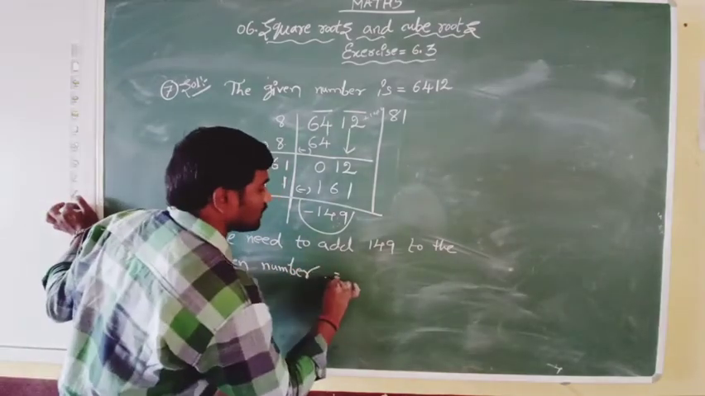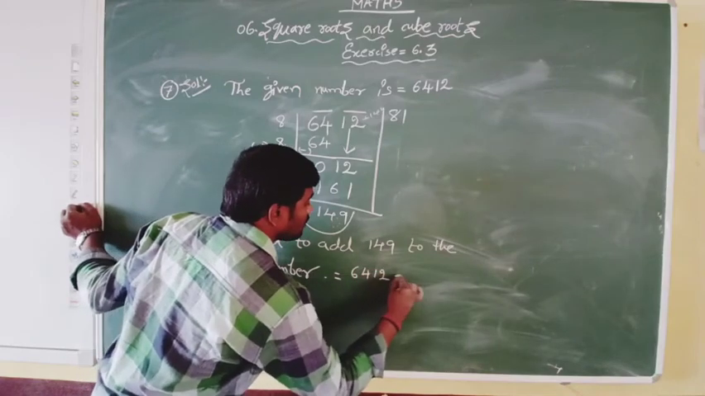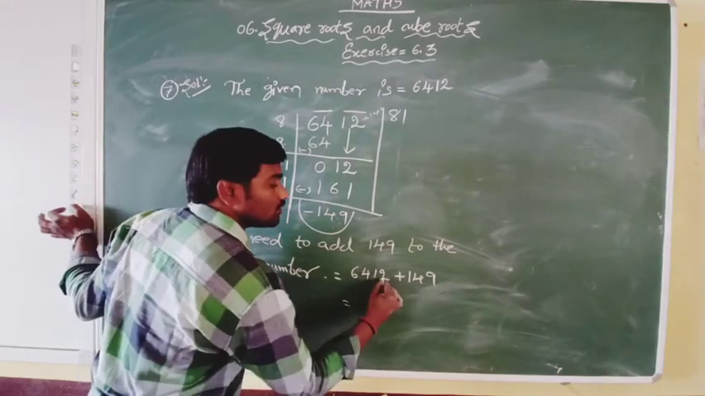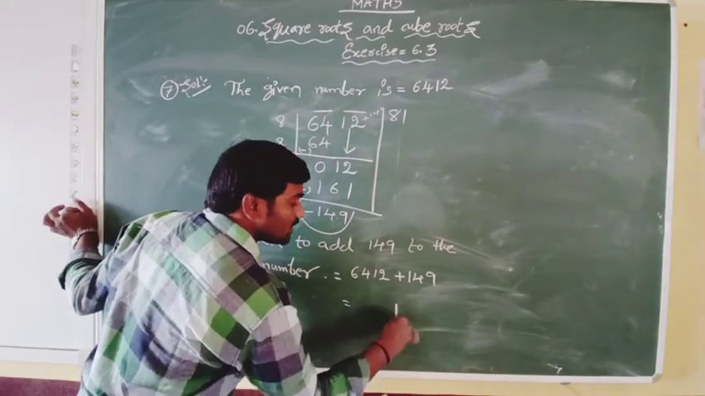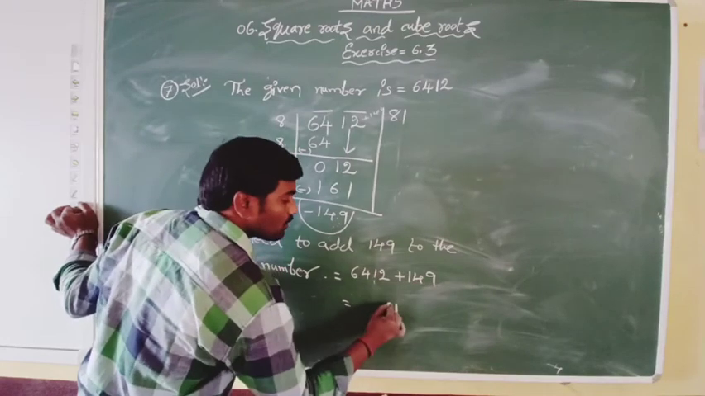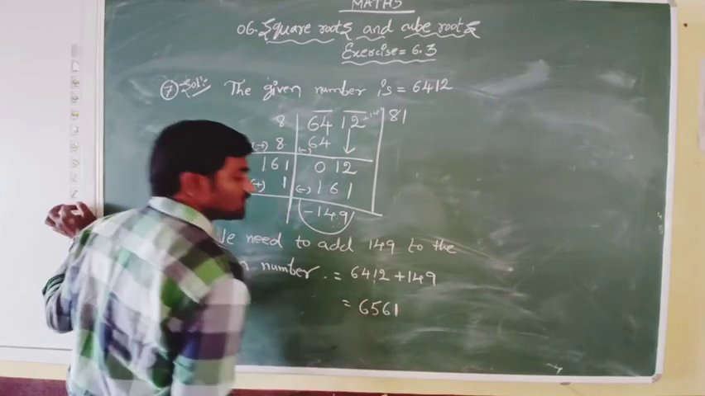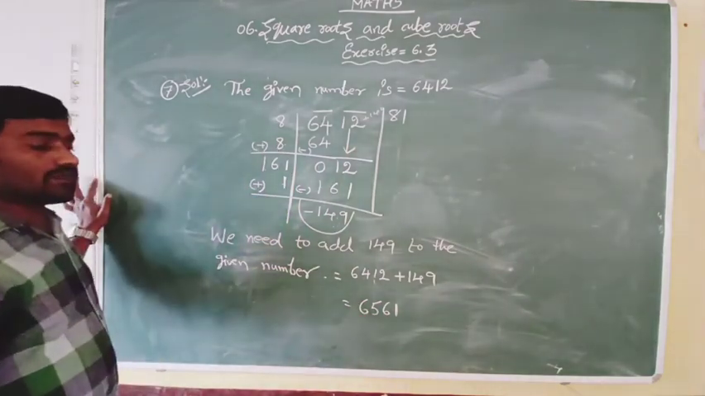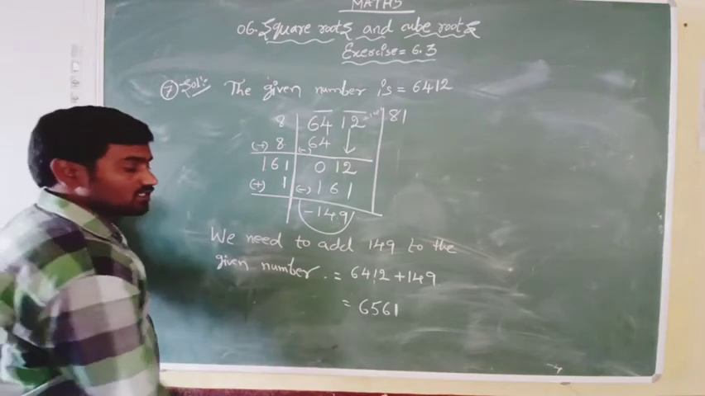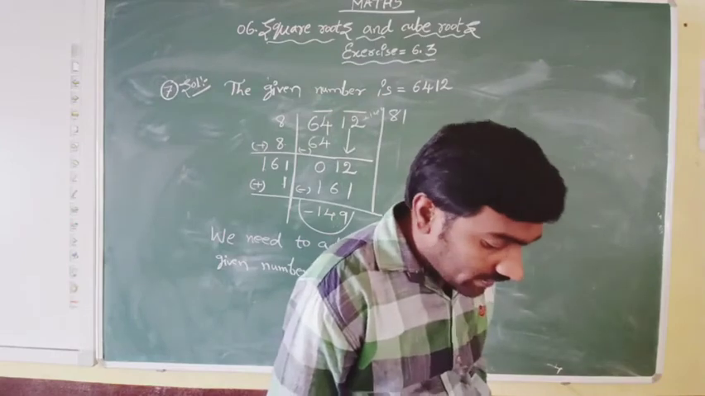Suppose we have 6412 plus 149. So what do we get here? 2 plus 9 is 11. 1 carry, 1 plus 1 is 2, 2 plus 4 is 6, 4 plus 1 is 5, and 6. So we get 6561. This is the number we get to make a perfect square.